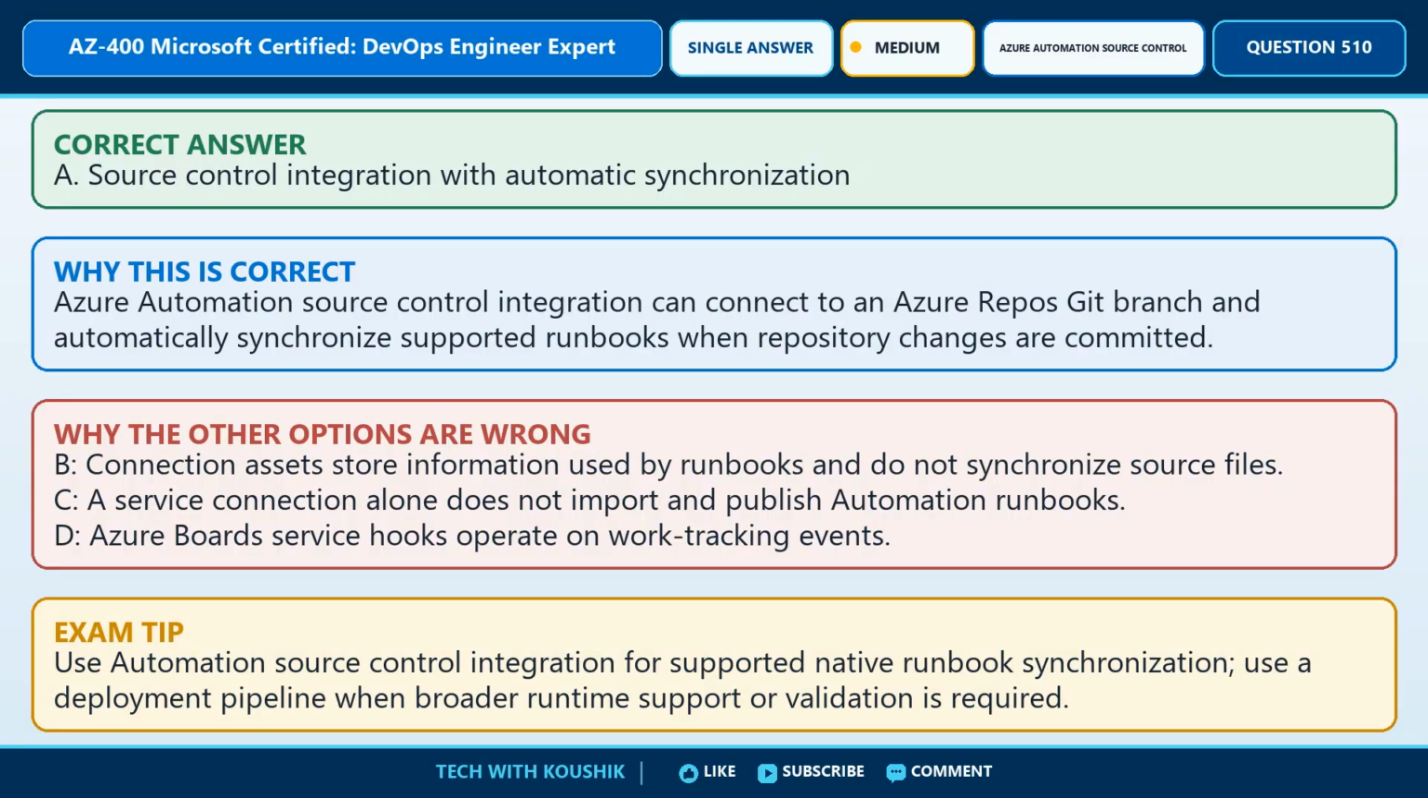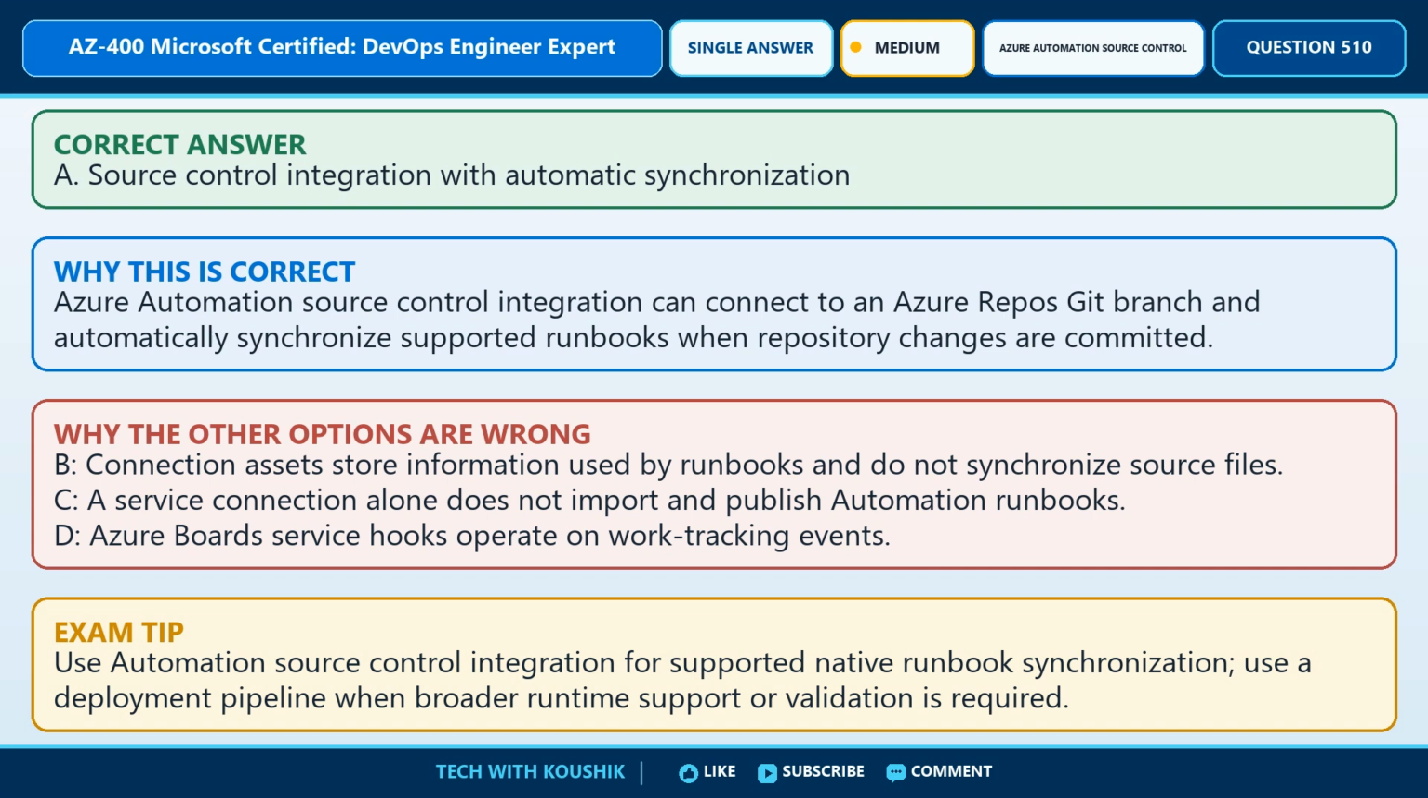The correct answer is option A, source control integration with automatic synchronization. Here's why. Azure Automation source control integration can connect to an Azure Repos Git branch and automatically synchronize supported runbooks when repository changes are committed.